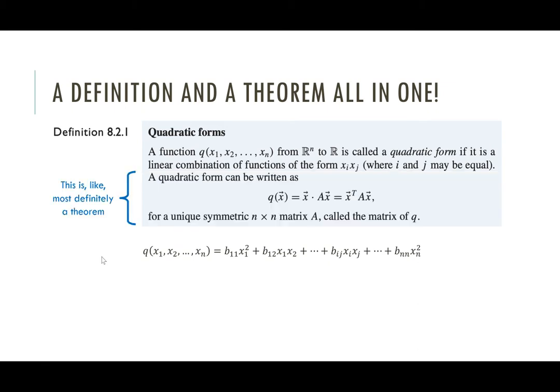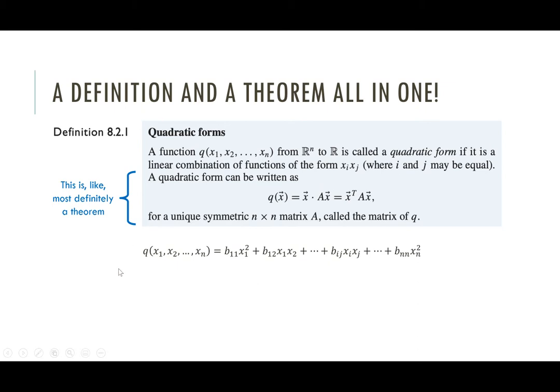And then your book includes in the definition something that is totally a theorem, which is that any quadratic form can in fact be written in the form x dot Ax, or x transpose Ax, for a unique symmetric matrix A. And so this is what we were doing. We were constructing this in the previous two examples. I'm not going to prove this, but I'll just say here's how you construct it in general, and then convince yourself that this is right.